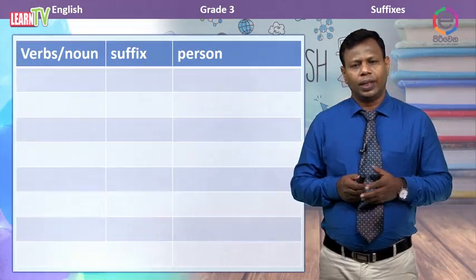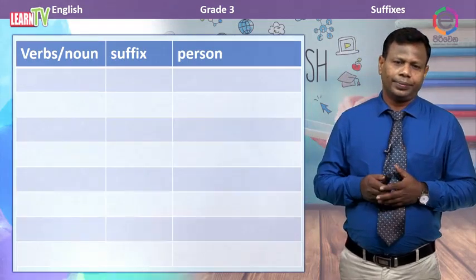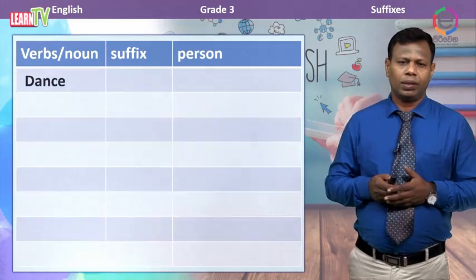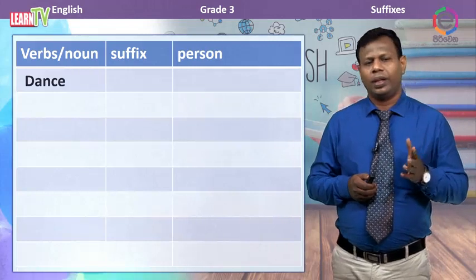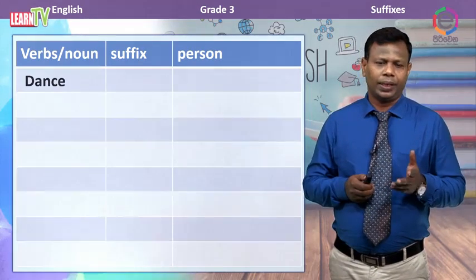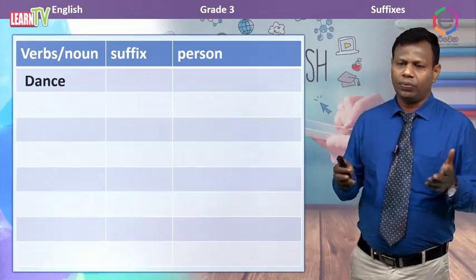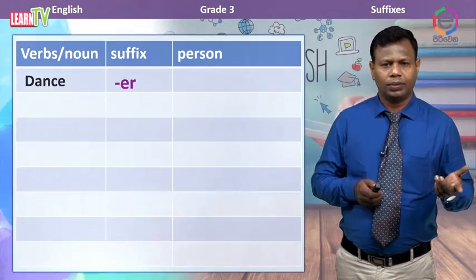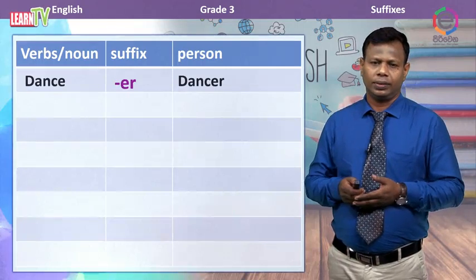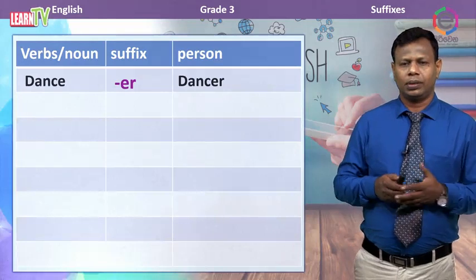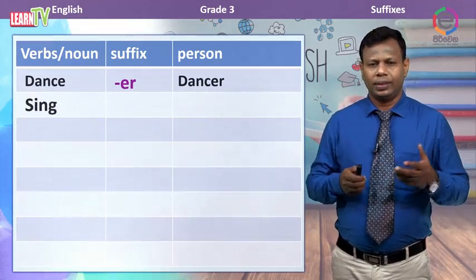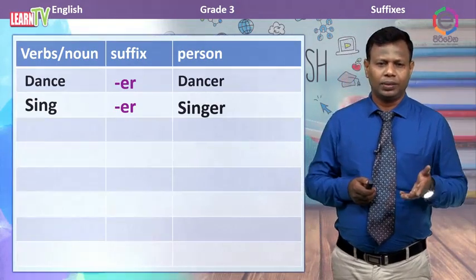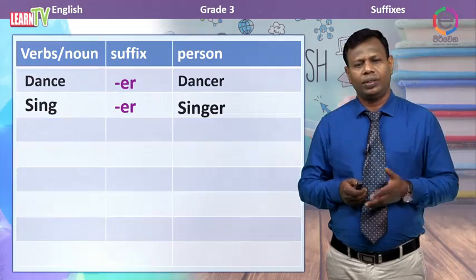Now you can learn more suffix words here. Verbs and nouns can make another noun word for persons. Look here. Dance is an action verb; with er, dancer. A dancer is a noun, a person. Right? Sing with er, singer. You can make words like this easily.